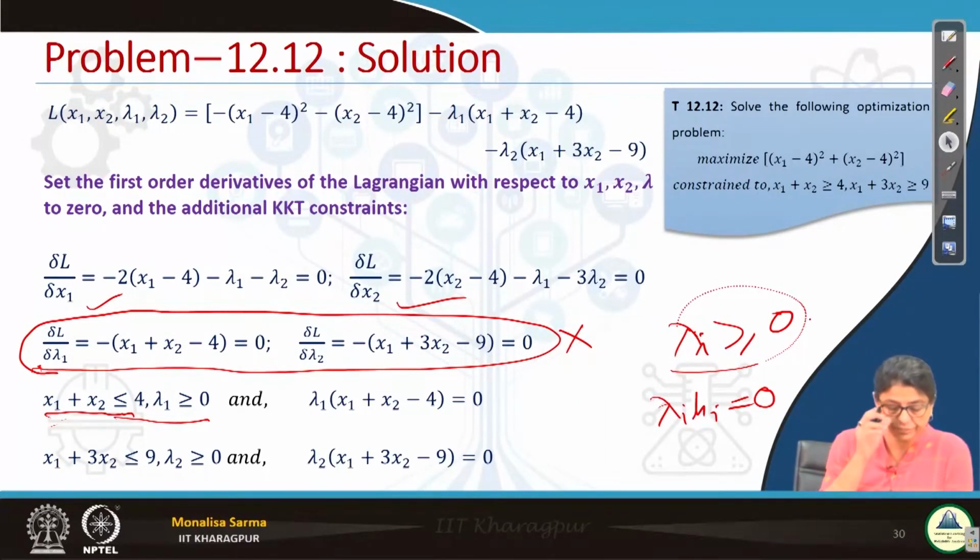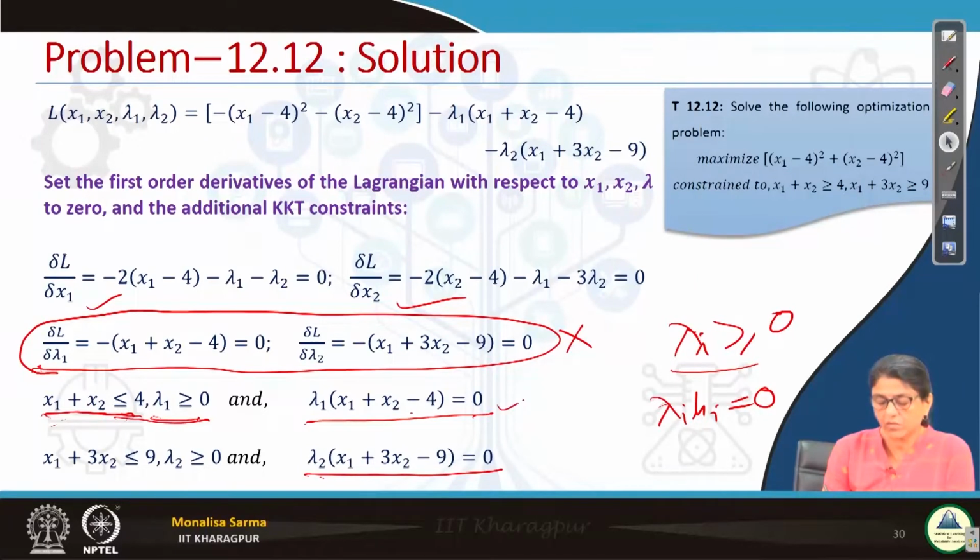So we have this one KKT constraint, x1 plus x2 less than or equal to 4, and lambda 1 greater than or equal to 0. I can write it this way, this into this equals 0. Similarly, x1 plus 3x2 minus 9 less than or equal to 0, and lambda 2 greater than or equal to 0, I can write this way. These are the two KKT constraints. We have the different KKT constraints.